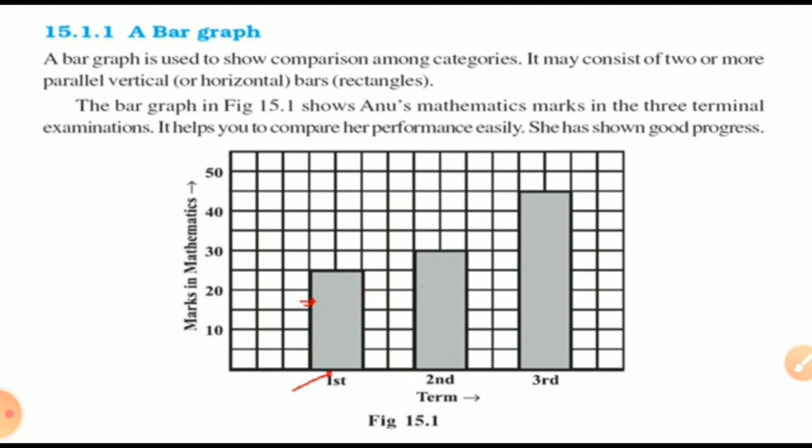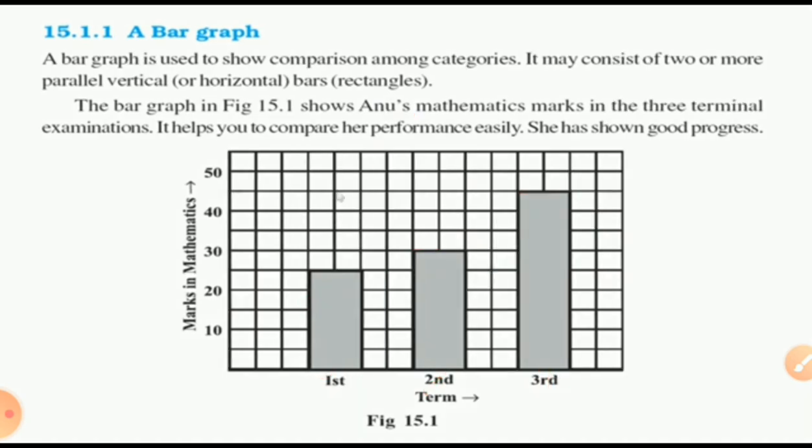There is no need to write any numbers on the particular standard or first rank, second term, third term. Sometimes they can show it in this way also. In red color, the same graph can be shown this way too. The numbers are on the x-axis and the terms are on the y-axis, so both are the same. Figure 15.1 shows Anu's mathematics marks in three terminal examinations. From that we can compare in which term she got fewer marks. Yes, in the first term, and the maximum in the third term.